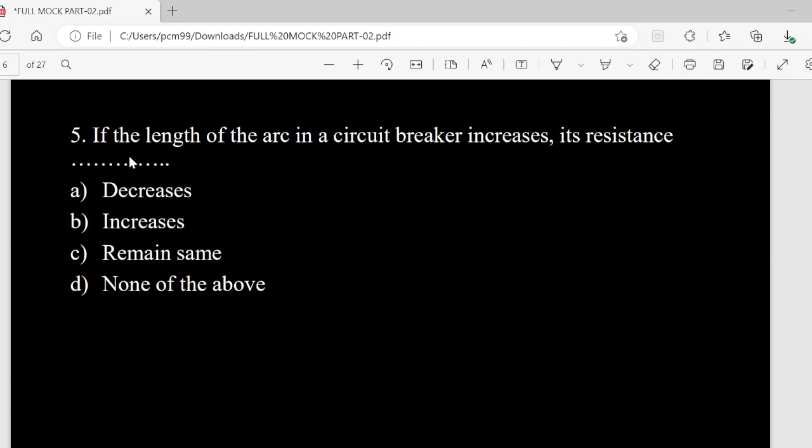Question number 5. If the length of the arc in a circuit breaker increases, its resistance option A, decreases; option B, increases; option C, remains the same; and option D, none of the above. If the length of the arc is increased, then the resistance will also increase. The correct answer is option B.